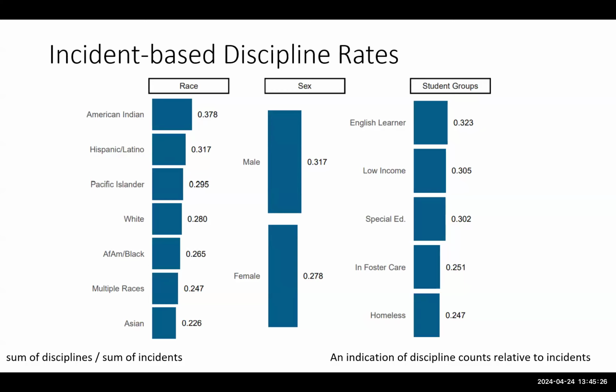So this incident-based discipline rate is the sum of disciplines simply divided by the sum of incidents. And what we're trying to understand here is an indication of the discipline counts relative to the incidents. So students get incidents, some students get more disciplines than others. That's what this is telling us. So I don't know that those values mean something on their own. Like we don't have a baseline or a certain target number that we're looking for. In this case, you're using this metric to consider these values relative to one another.